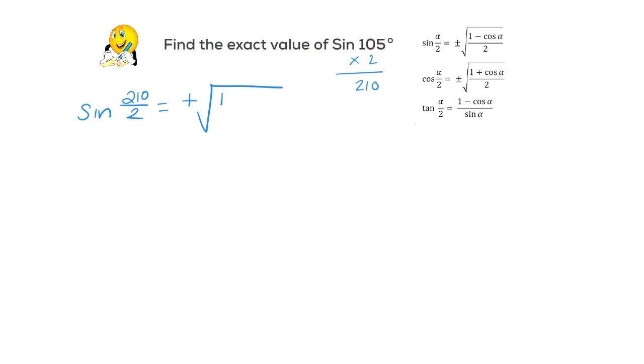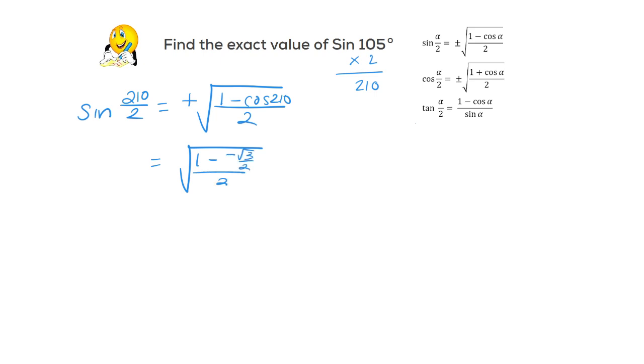All right, here we go. 1 minus the cosine of 210 all over 2. Now, I put the plus sign there initially, but I don't need to keep putting it there. 1 minus the cosine of 210. All right, that is a negative root 3 over 2.